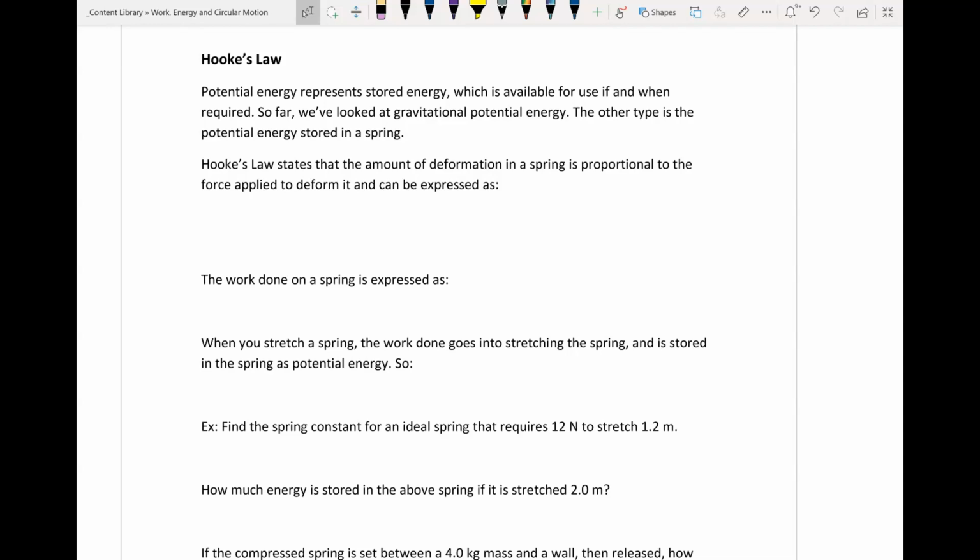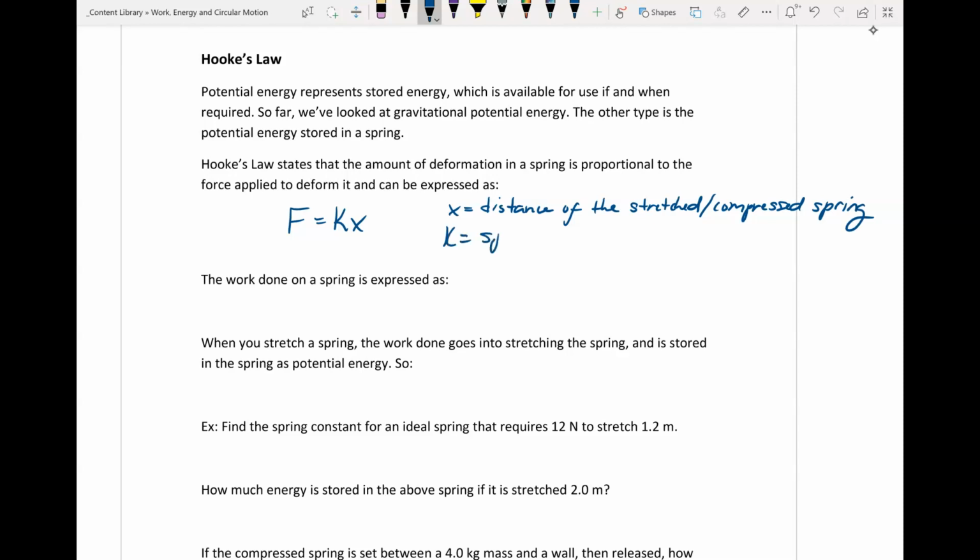Hooke's law states that the amount of deformation in a spring is proportional to the force applied to deform it and can be expressed as force is equal to kx, where x is the distance of the stretched or compressed spring, and k is the spring constant.